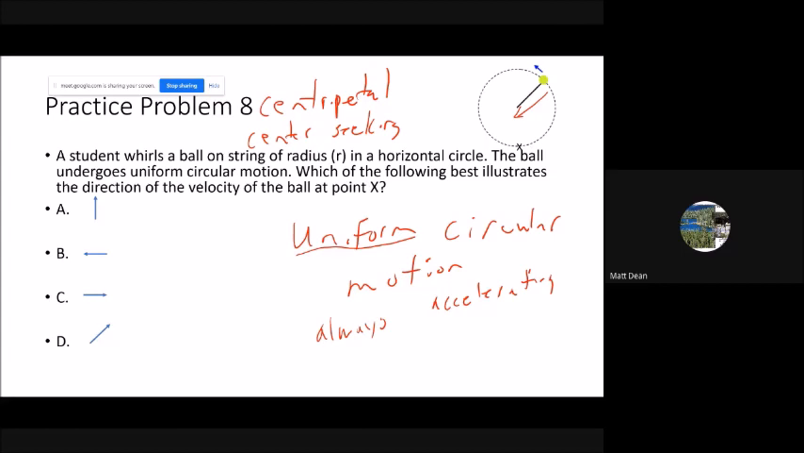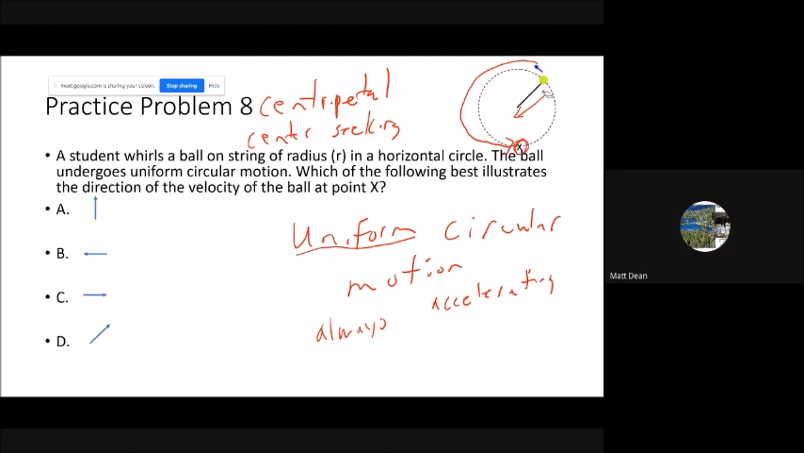So let's look at this question and see exactly what it's asking us. So we've got a ball, we're whirling it on a string. It's undergoing uniform circular motion. Which of the following best illustrates the direction of the velocity of the ball at point X? So the ball is going to come around the circle like this, and we're wanting to know what's the direction of the velocity at this point, point X.